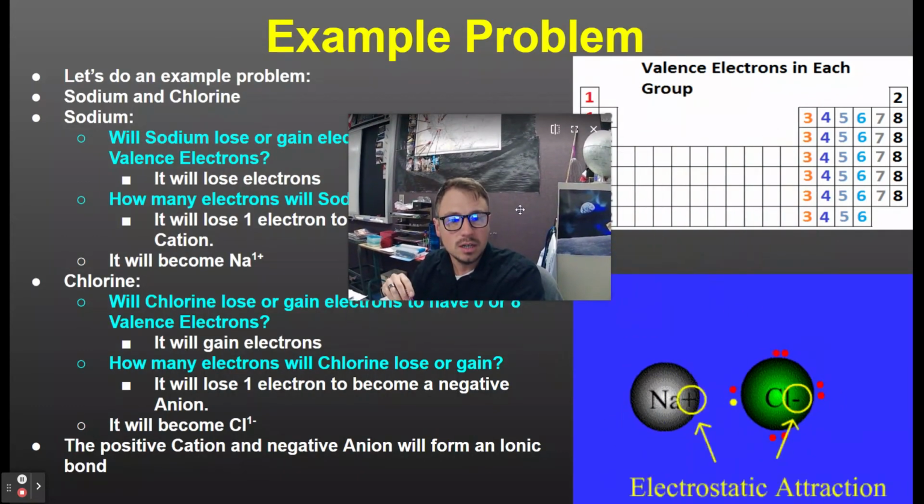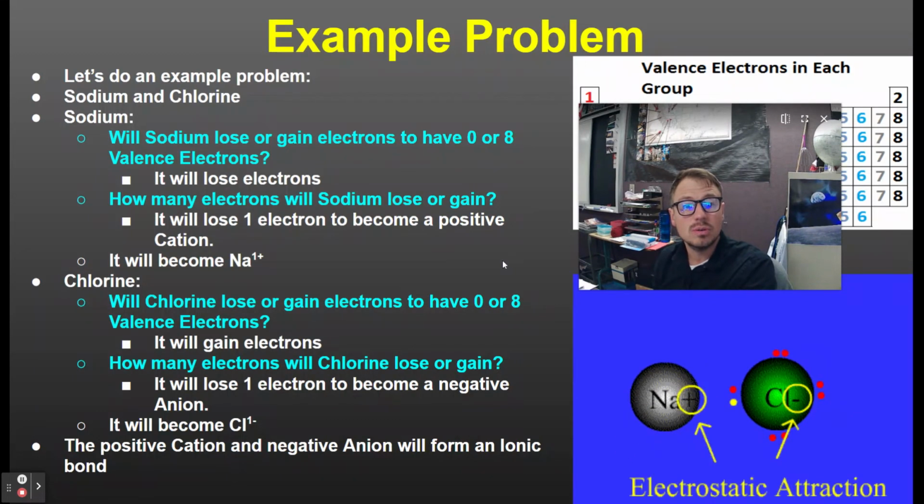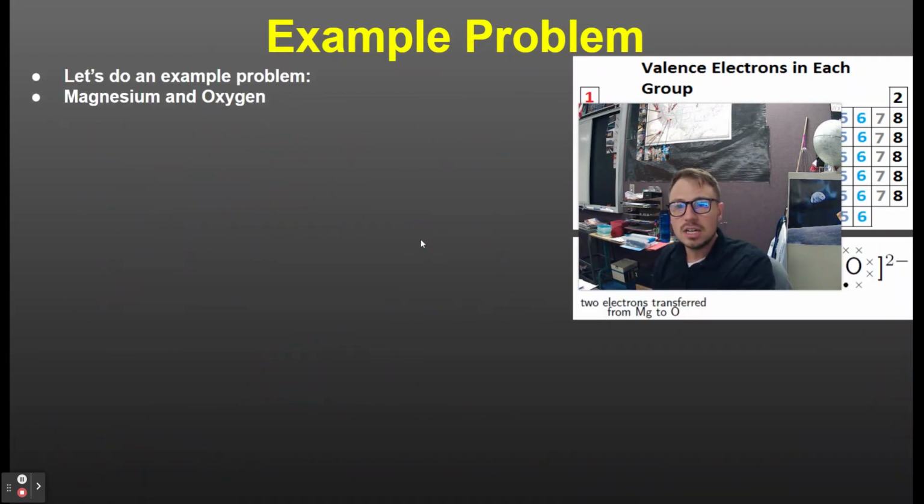So if you look here, what's happening is that the sodium atom gives up an electron to become a sodium ion with 1 positive charge. Chlorine takes that 1 electron, which means it has a negative charge. And because I've got a positive and a negative ion, they're going to stick together like magnets. That is an ionic bond. It's basically turning them into magnets.